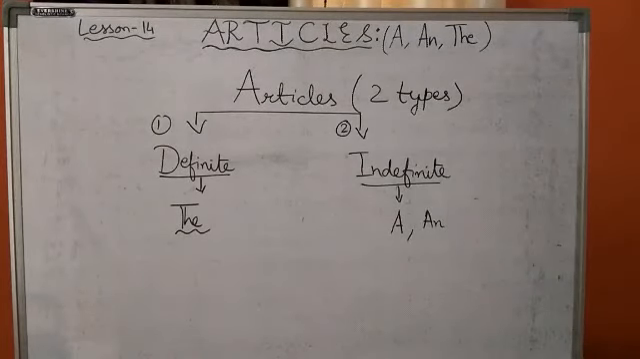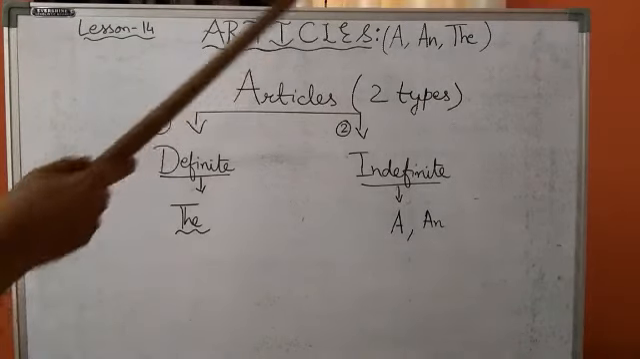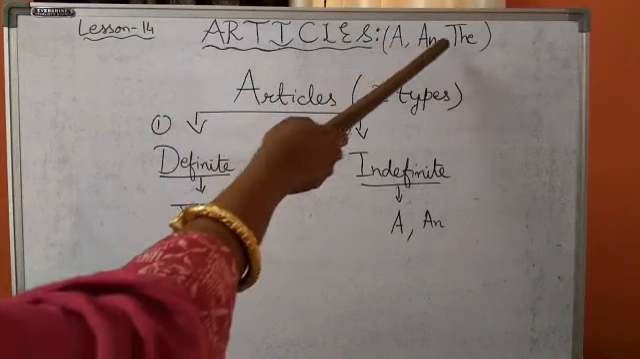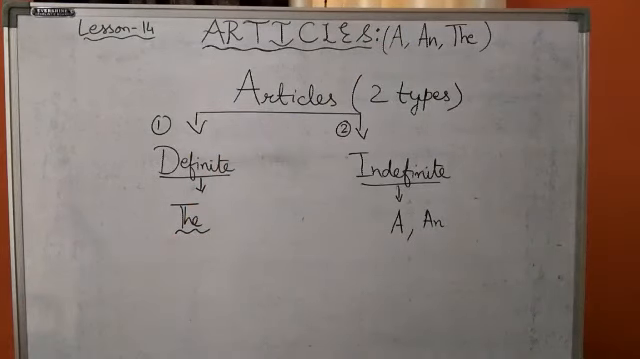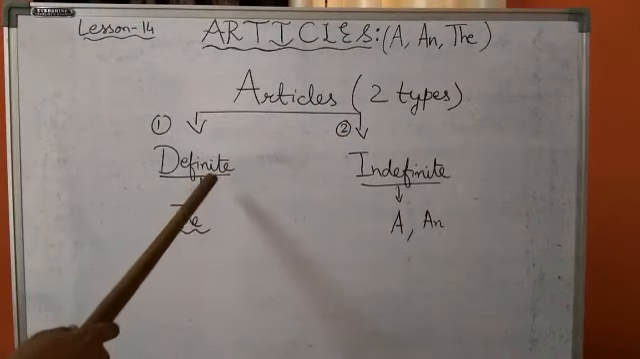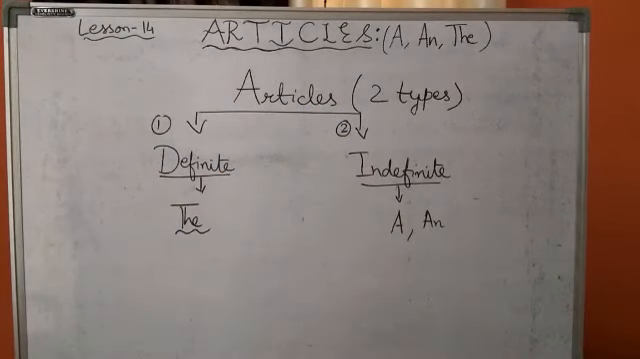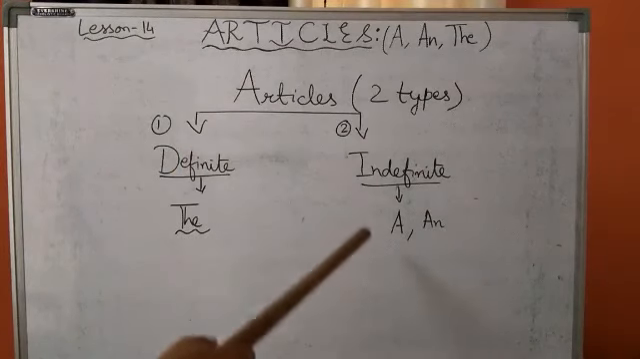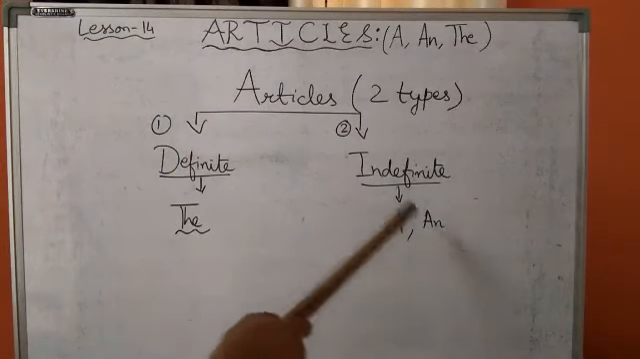The lesson number 14, articles. The topic of your chapter is articles, meaning a, an, and the. Now students, let's begin. Articles are of two types. Number 1, definite. Number 2, indefinite. Definite article: the. Indefinite articles: a and an.